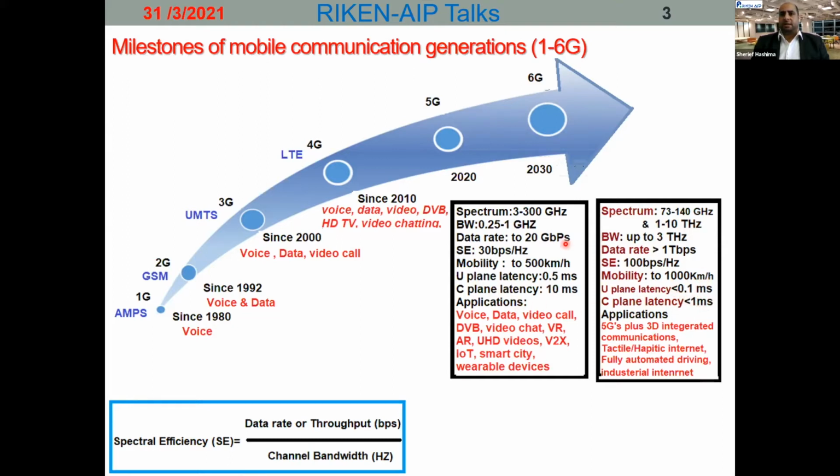Here, the applications of 5G are 4G applications plus virtual reality, augmented reality, ultra high definition videos, vehicle to everything, IoT, smart cities, and wearable devices. While in 6G, we expect more applications, which will be 3D integrated communication, tactile and haptic internet, fully automated driving, and industrial internet.